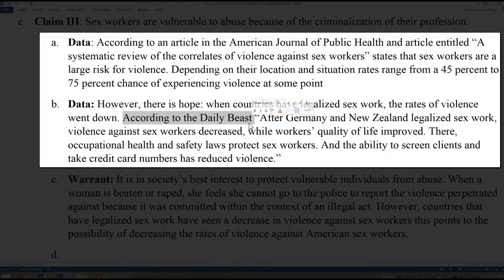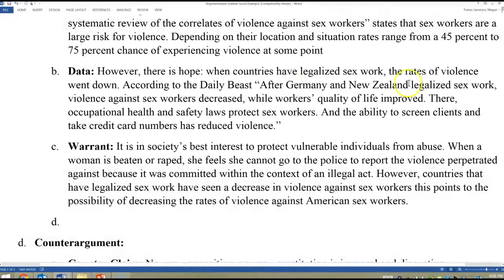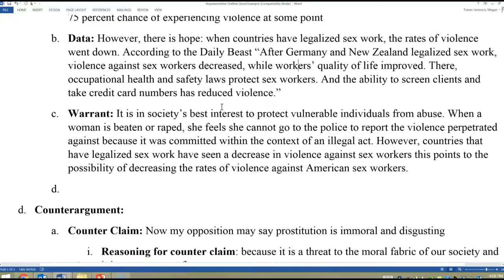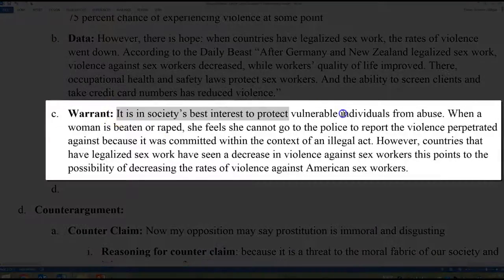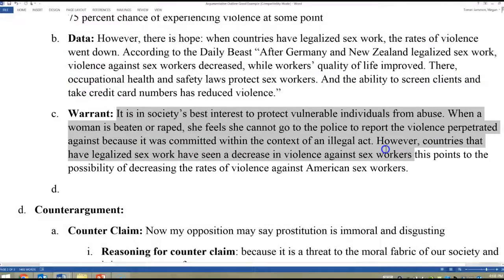So there will be certain points where you will need to add more than one piece of data. It's completely up to you where you think that's necessary, but just keep that in mind. So she talks about Germany and New Zealand, that they've legalized it, the violence there has decreased. She's then saying it's in society's best interest to protect them, and countries that have legalized it have seen it, so this points to the possibility of decreasing rates in the U.S.